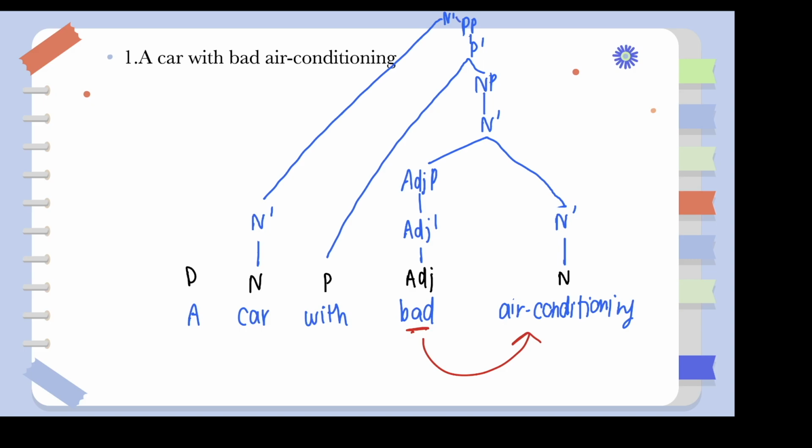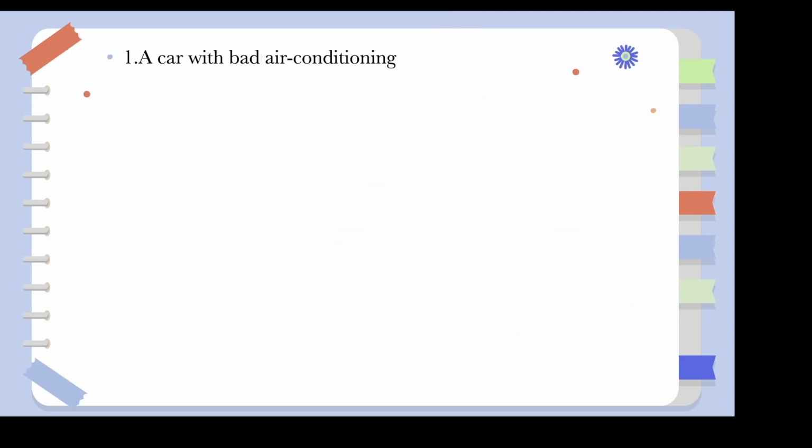Okay, I have to rewrite again. Okay, let's rewrite it. It's going to be a car with bad air conditioning. Okay, once again we have now A, D, J, P, N, and the determiner.